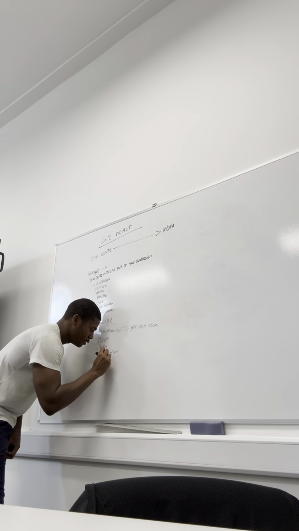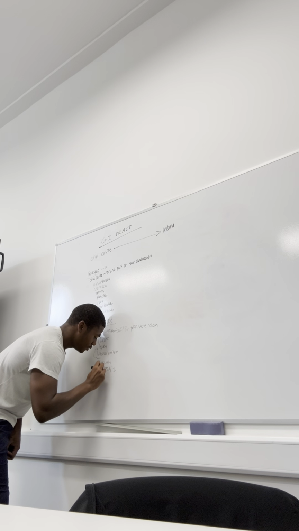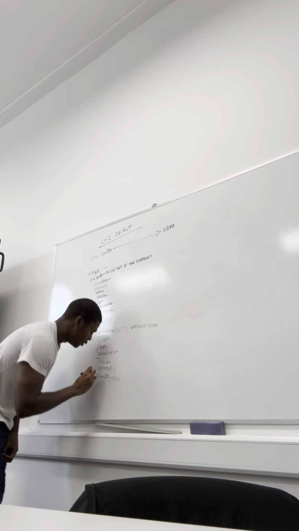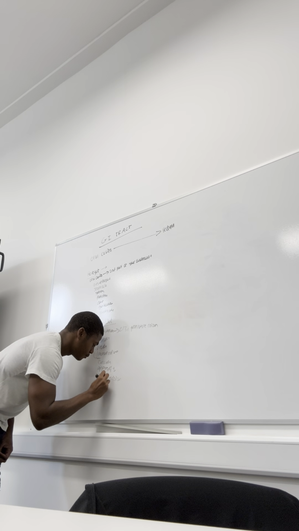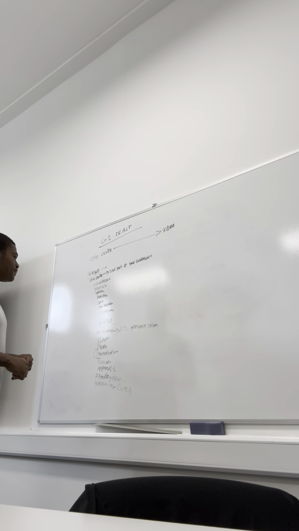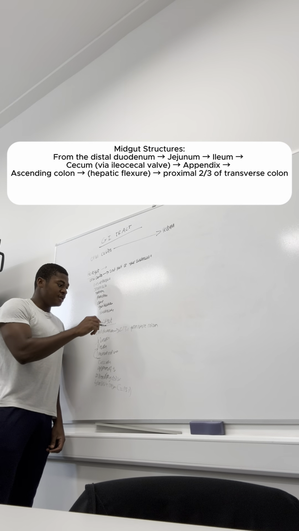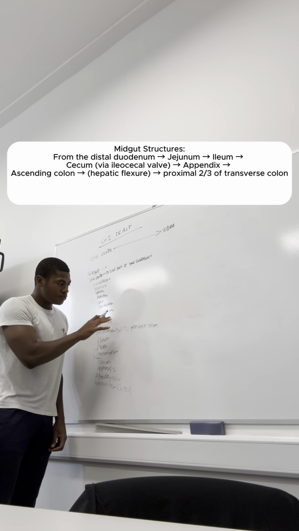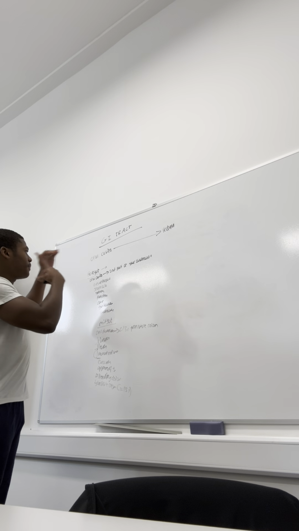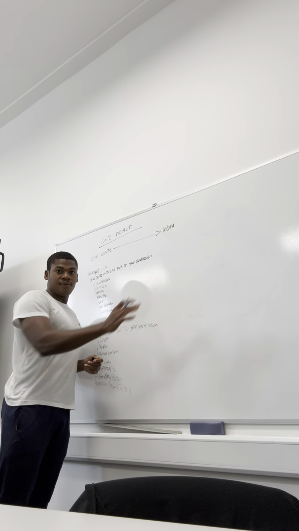So I'm going to write down your cecum. If you have your cecum, you also have your appendix, and you also have your ascending colon, and then obviously 2/3 across your transverse colon. Okay, so that's the midgut: everything between the second part of your duodenum to 2/3 across your transverse colon. So that is going to basically separate the foregut and midgut.